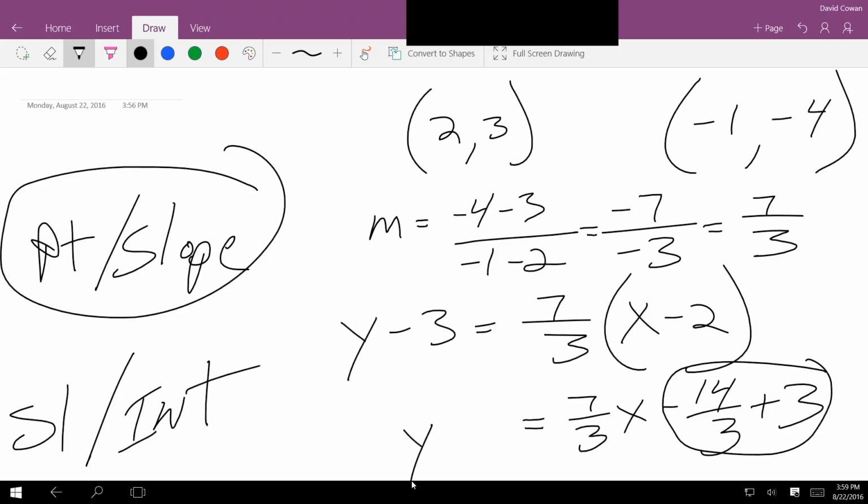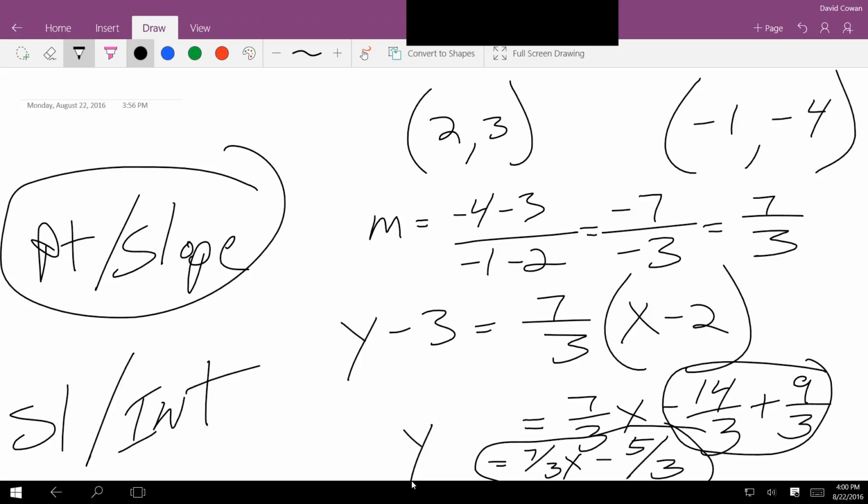Don't do it that way. Find the common denominator. You never ever want to do it that way. How many thirds is 3? 9. That's the way you want to do it. You want to find a common denominator. So that becomes 9/3. Now what's the answer? y equals 7/3 x minus 5/3. You got it. That's the same equation in slope-intercept format.